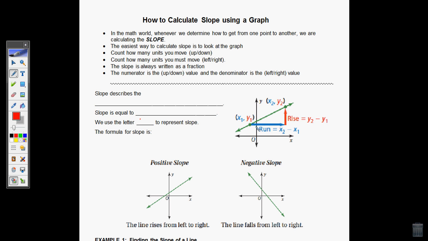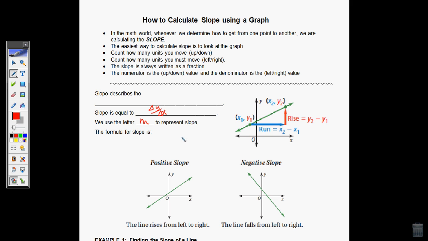What we're going to do is represent that in a couple of different ways. One way is by the letter m. Another way is saying the change in y over the change in x. But what it does is describe how steep or how fast a specific set of data is changing.